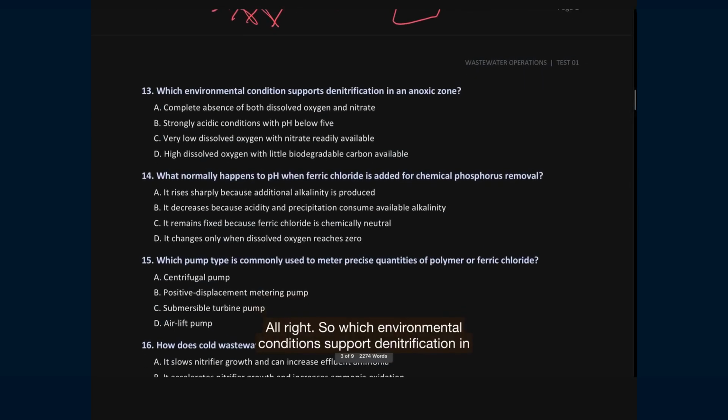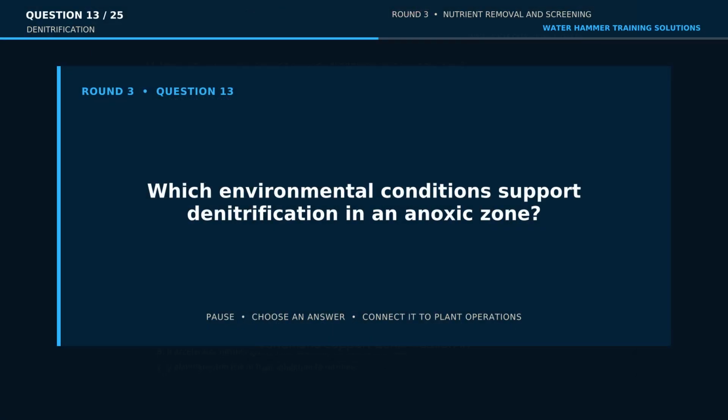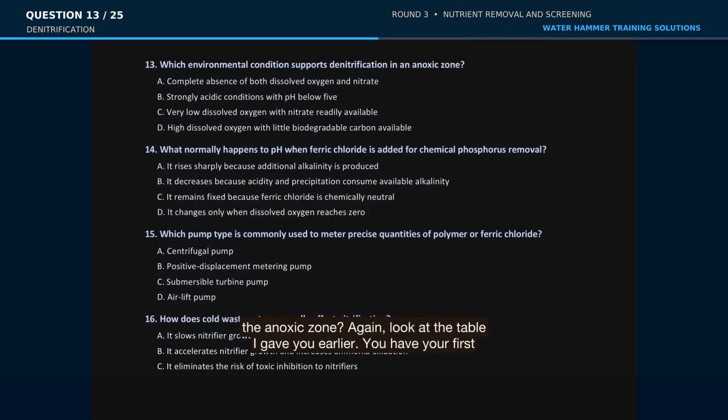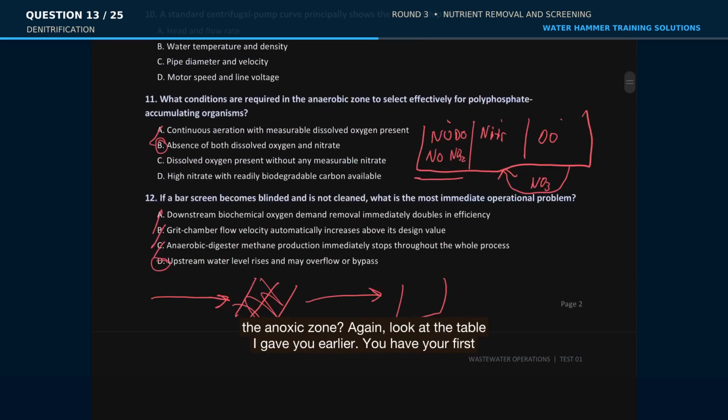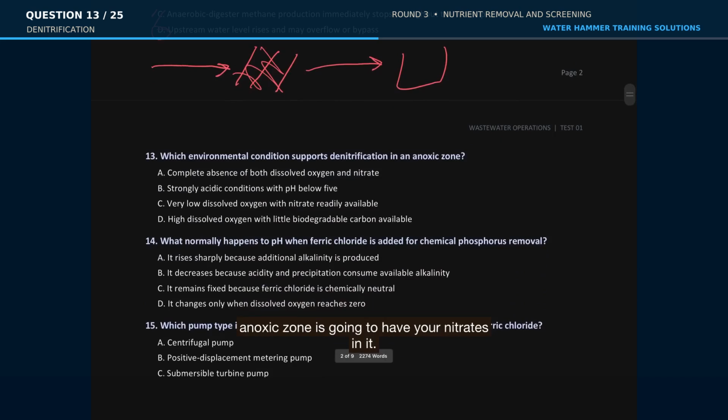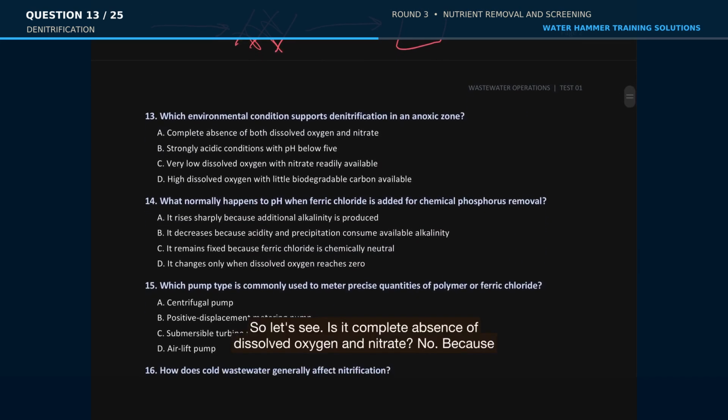That's D. All right. So, which environmental condition supports denitrification in the anoxic zone? Again, look at the table I gave you earlier. You have your first one that's your anaerobic, anoxic, and then you have your aerobic. So, your anoxic zone is going to have your nitrates in it. So, let's see. Is it complete absence of dissolved oxygen and nitrate? No, because your anoxic zone has nitrate.